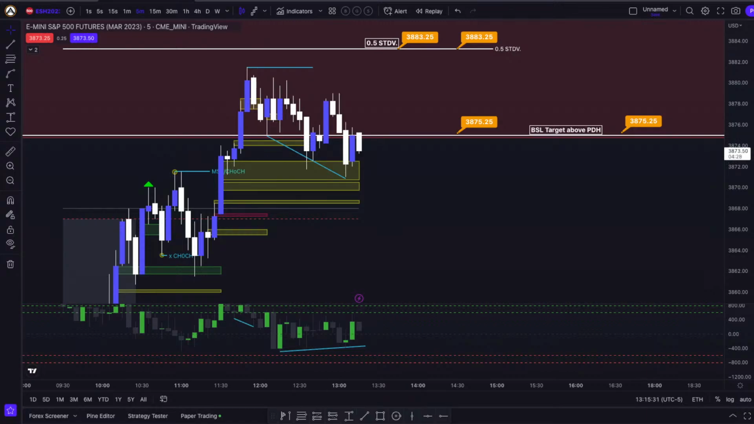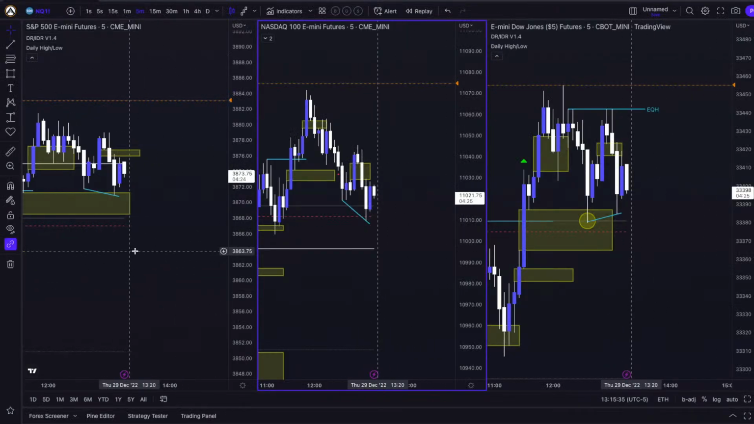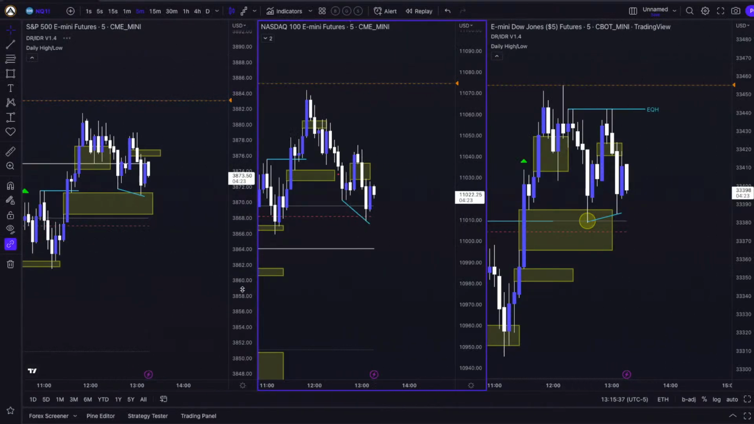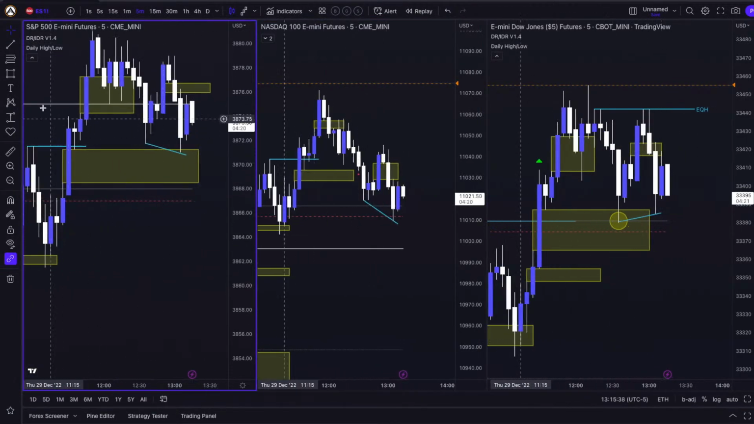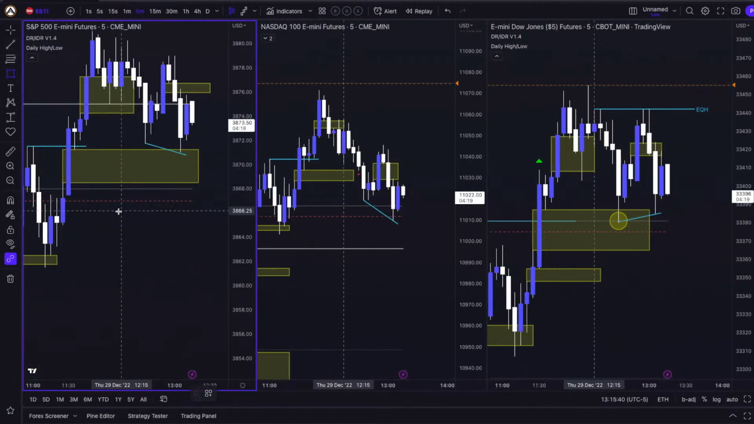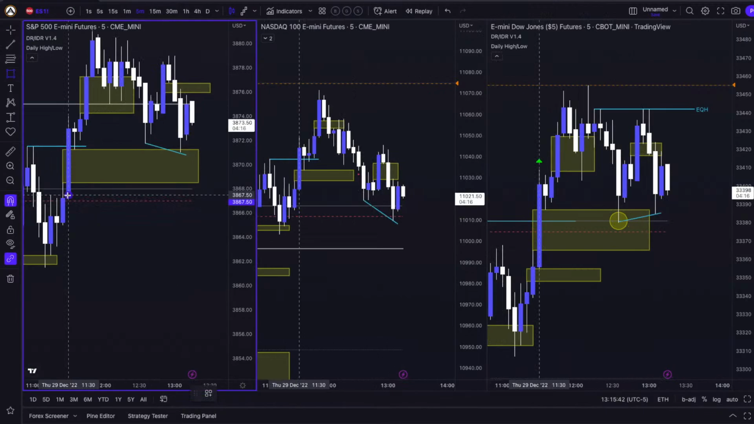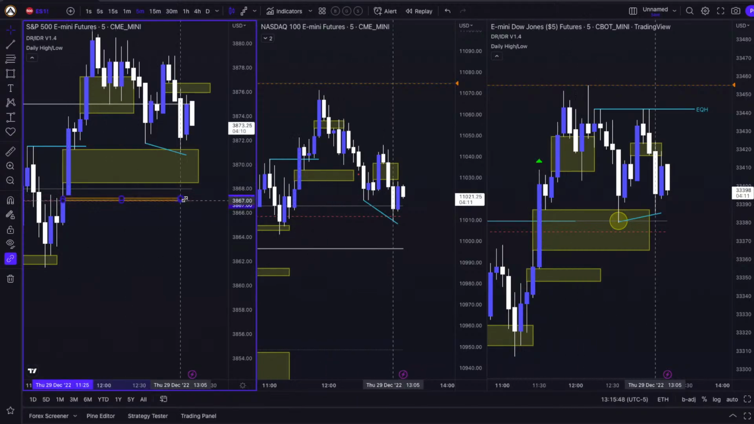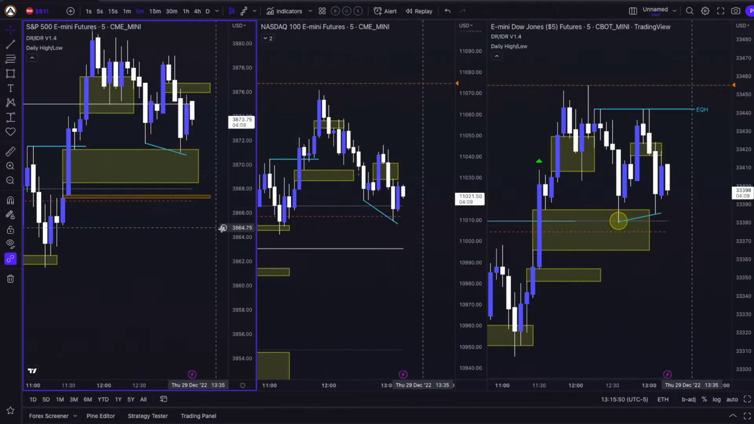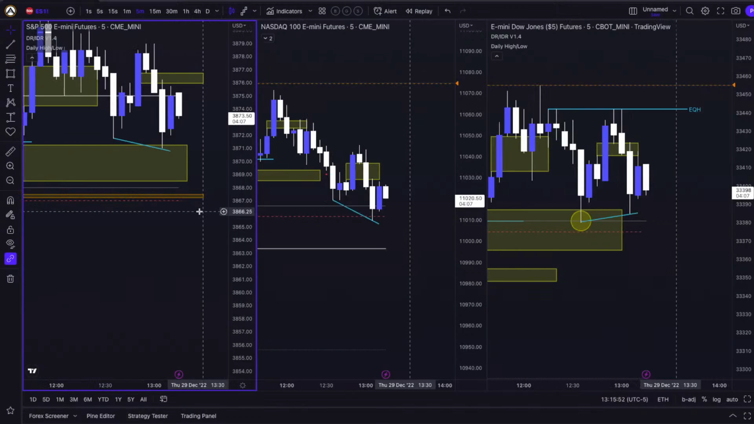ES has a 5-minute volume imbalance at the IDR high. Yeah, I see it. Thanks for bringing it to my attention. Volume inefficiency right here. So this could be a really interesting target to look at for a potential long opportunity right here. Thanks for pointing that out.